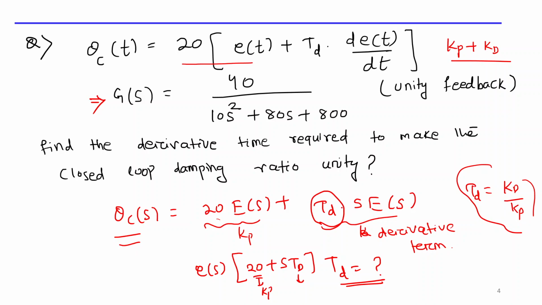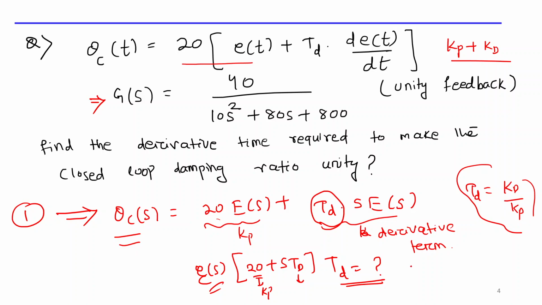Why I told you in the compensator: in any compensator the input is the error signal. If you take the Laplace domain of this theta c(t), which is given in the time domain, you come across this step. This step is clear because I just took the Laplace transformation. Now I took E(s) common, so 20 plus sTd, because this E(s) I took common and put outside.